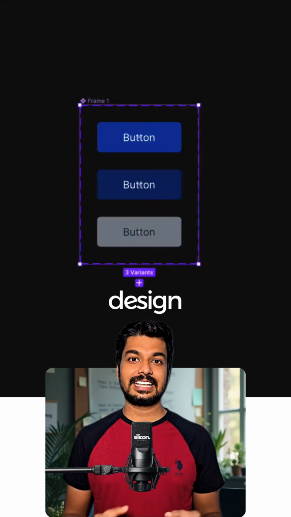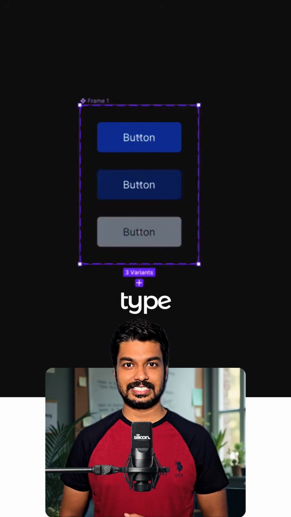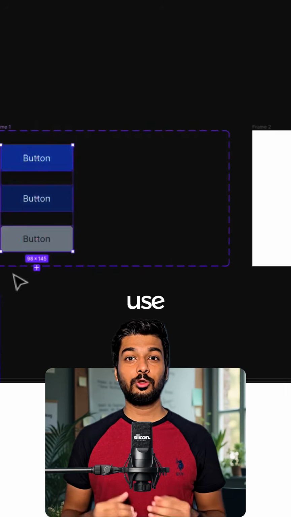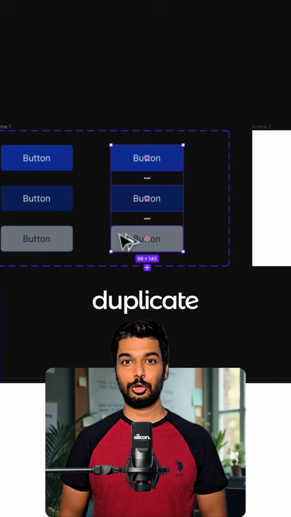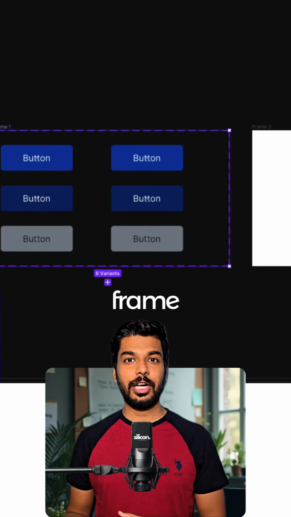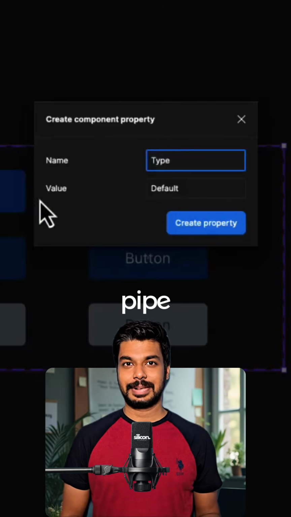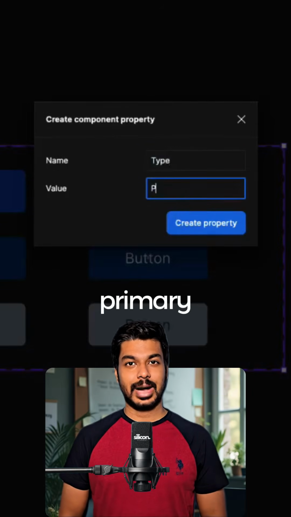But you can't design a whole app with just one button type. Let's add a secondary type. Select all your buttons and use Ctrl+D or CMD+D to duplicate them. Now, select the main frame and click on Properties. Click Add Variant Property, and name it Type. Set the default type as Primary.